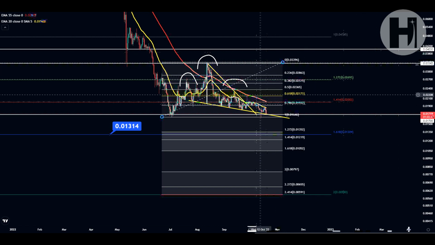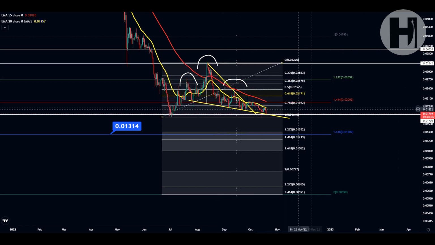Now, jumping into the technical analysis on the daily chart here for Harmony One, as you can see, we do have all the patterns and all the trend lines from the last update. So like I said, if you haven't seen that, watch that so you're aware of what's going on here.